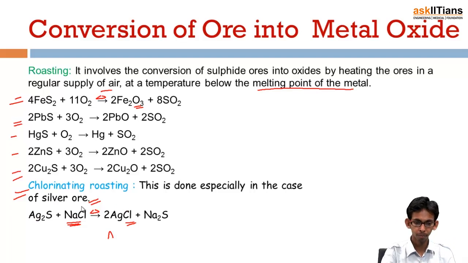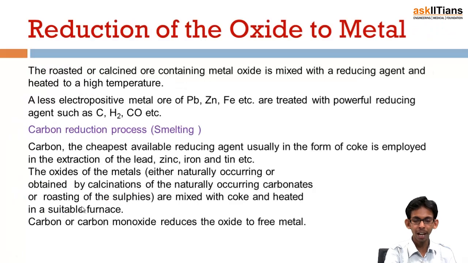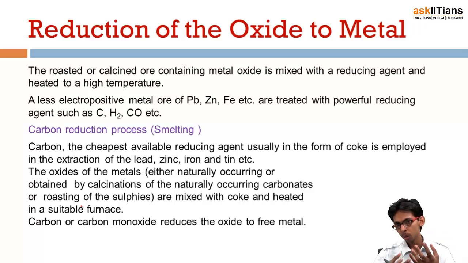Okay, now the next method: once we have converted sulfide and carbonate ore into oxide, the next step is the reduction of oxide ore into metal. The roasted or calcinated ore containing metal oxide is mixed with a reducing agent and heated to high temperature. A less electropositive metal ore like lead, iron, zinc, etc. is treated with a powerful reducing agent like carbon, hydrogen and carbon monoxide, etc. to get the metal. And the most famous one is the carbon reduction process, which is smelting.